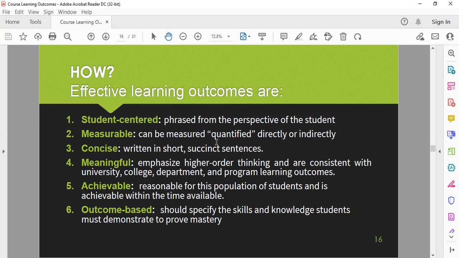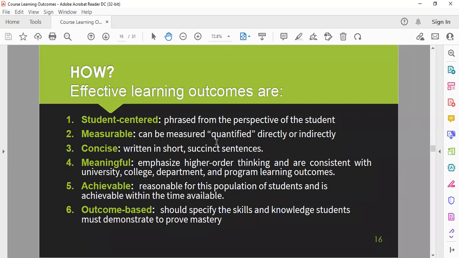Achievable, reasonable for this population of students, neither above nor below the level of the student, and achievable within the time available as well. We have seen, for example, that in some cases, we start by choosing the book for a course, and then we start writing our learning outcomes on the basis of the book, we are dictated by the book. And I think this is not the proper practice. We should first develop the outcomes for the course, then we should select the proper book or books that will be suitable for our courses.